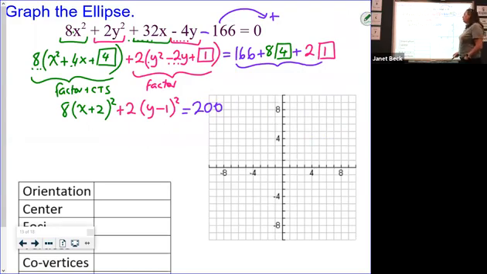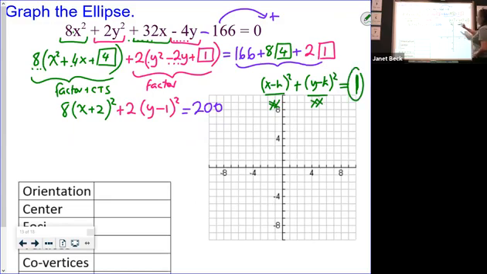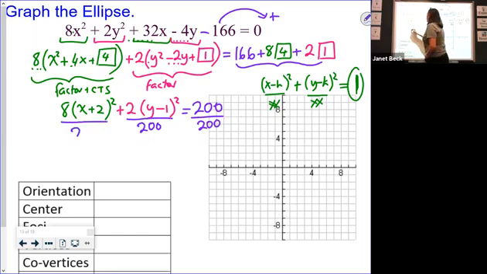Now, make it look like an ellipse. When you look at an ellipse, you always have x minus h squared plus y minus k squared over some number, and the bigger one of those is a squared. It always has to equal 1. So I've got to make that 200 become a 1. I can only do that if I divide the entire equation. So I'm dividing everything by 200.